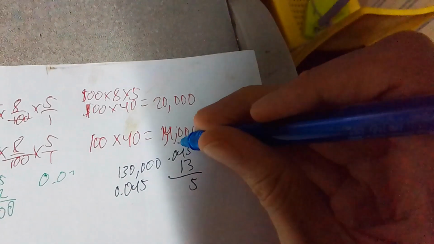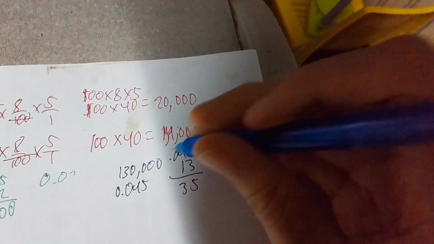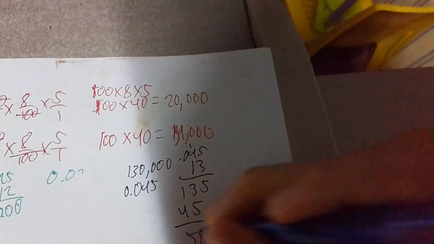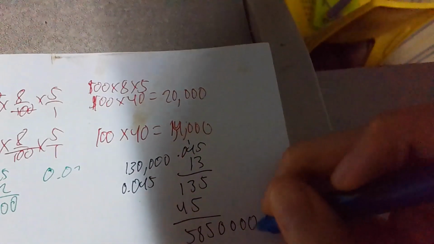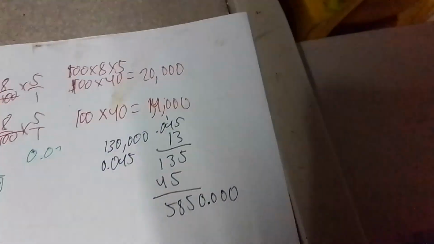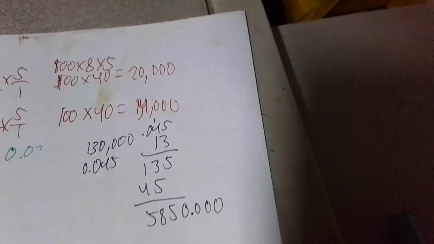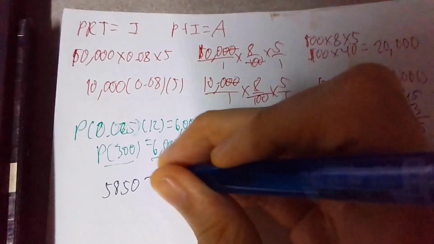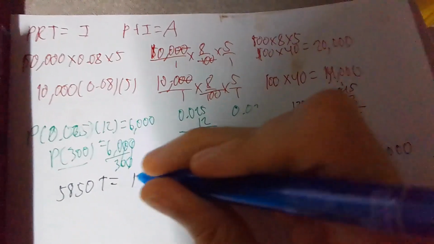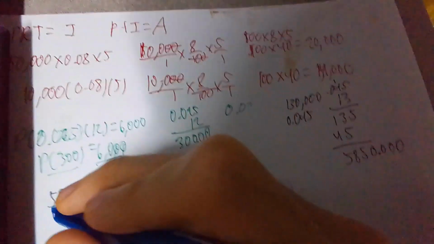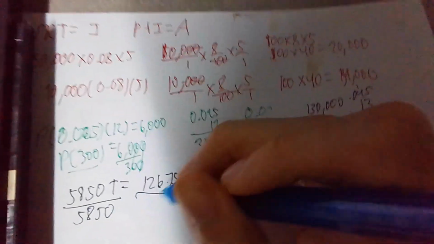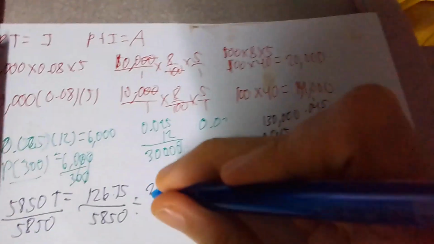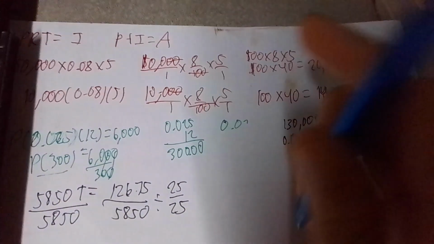Remember this becomes 15, 135.45. Then 0, 0, 0, 0, and 3 decimal places. So therefore we're supposed to get 5,850. And then 5,850 times the time equals 12,675. We can divide both sides by 5,850, and we can divide both sides by 25. Let's see what we get.